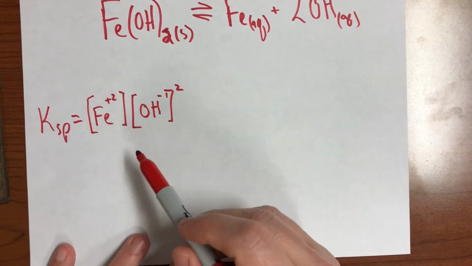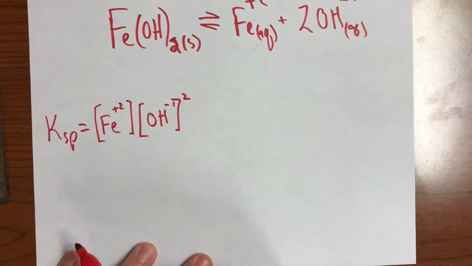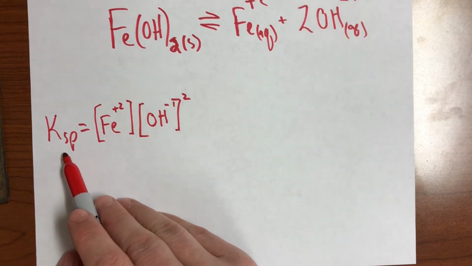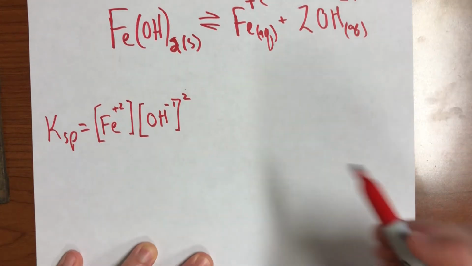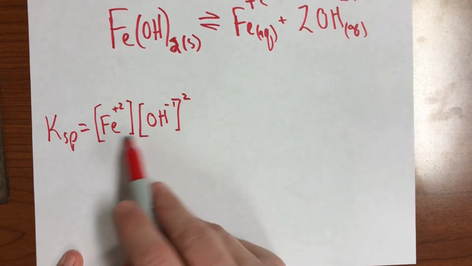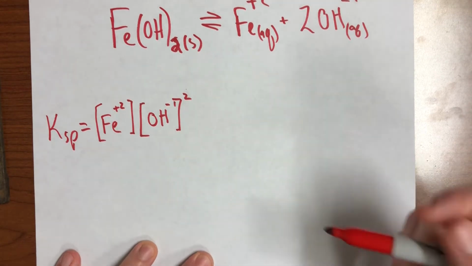But the problem is we have two variables here, only one equation. K is known, it's that number that I had on the other sheet, 7.9 times 10 to the negative 16th. And we need to come up with a relationship between the iron and the hydroxide so that we can solve this.